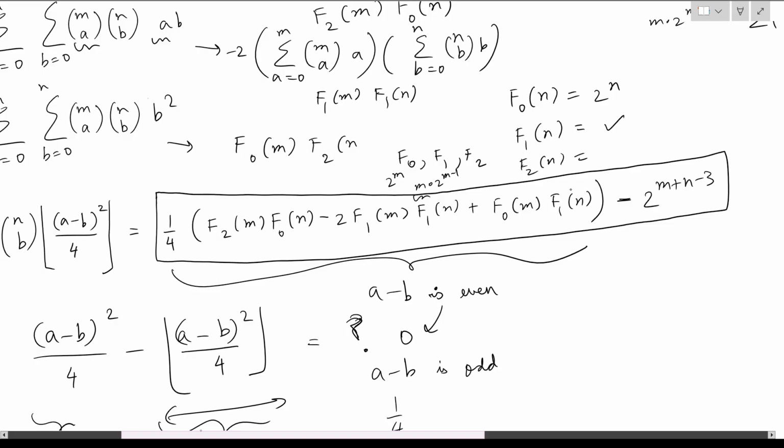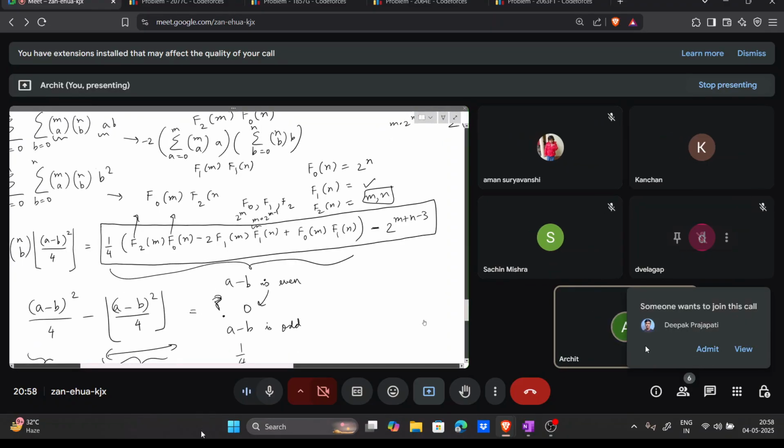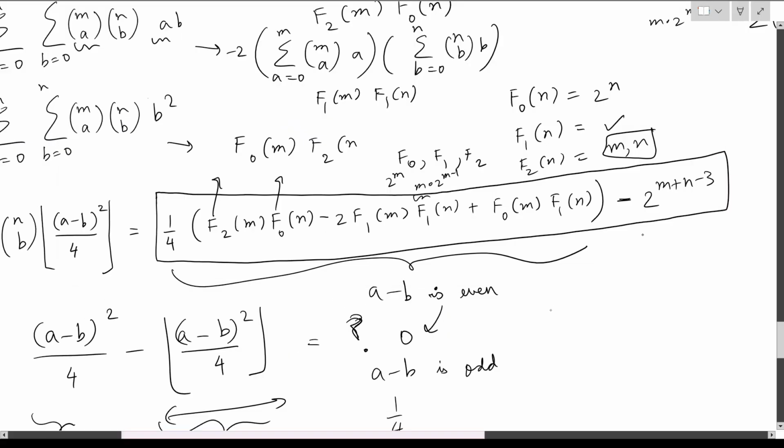So now if you notice, given m and n, I can compute this entire expression in O of 1 because each of these takes O of 1 time to compute. And 2 to the m plus n minus 3 can also be pre-computed. And so all of this takes O of 1 time, which means that I can calculate this expression in O of 1 time. And so given m and n, I can do this in O of 1 time.